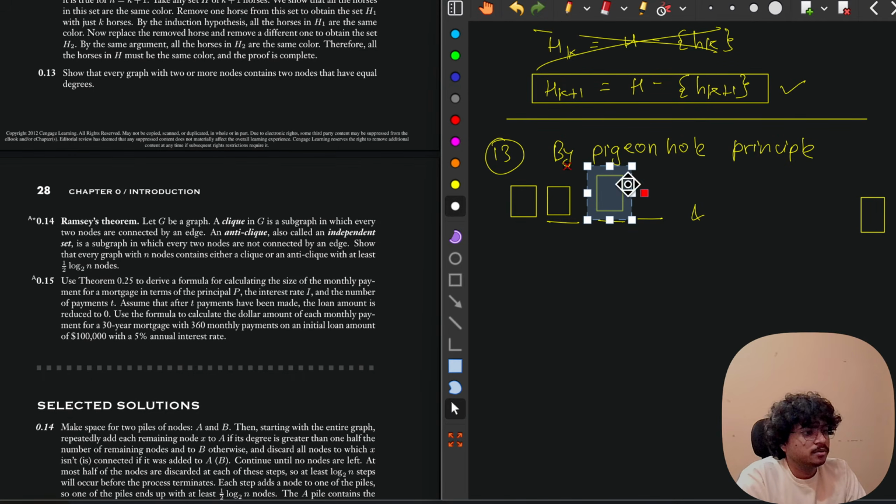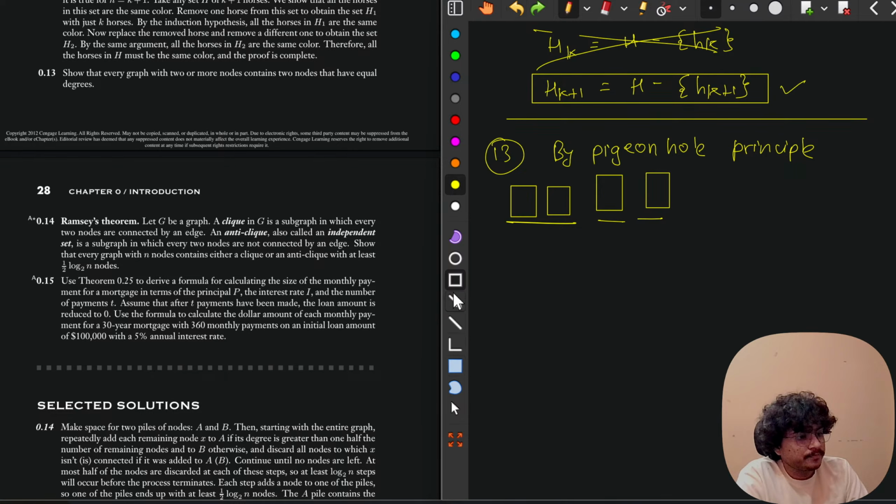So by the same principle, if there are n nodes, the degrees are going to be from the set of 1 to n minus 1. Then only n minus 1 nodes are covered, right?